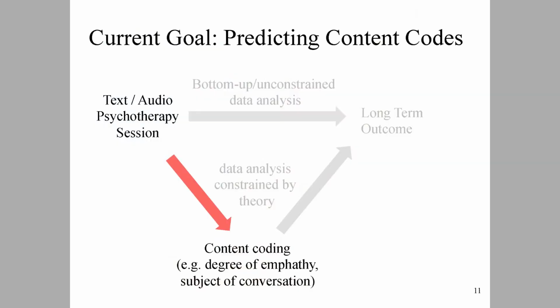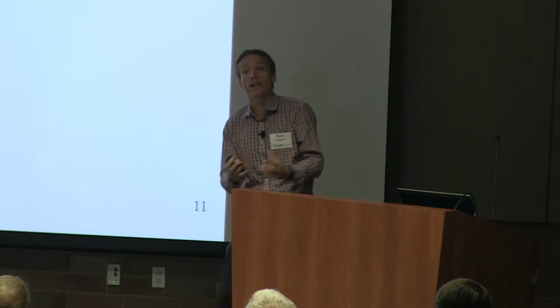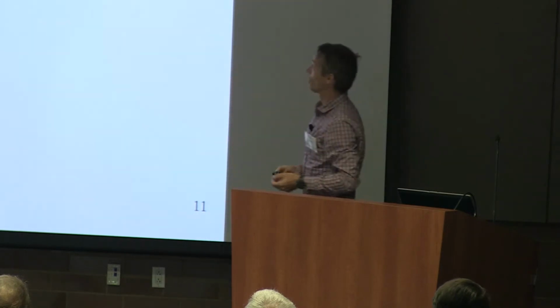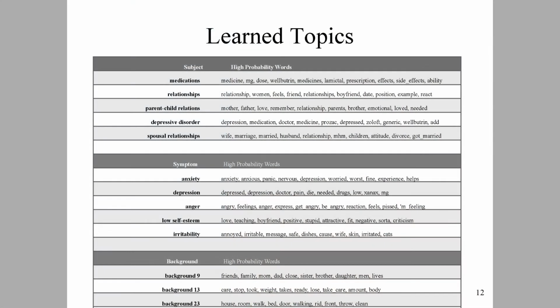So our first goal is to take the text and predict the degree of empathy, predict the subject of conversation, and then use that to look at long-term outcomes.